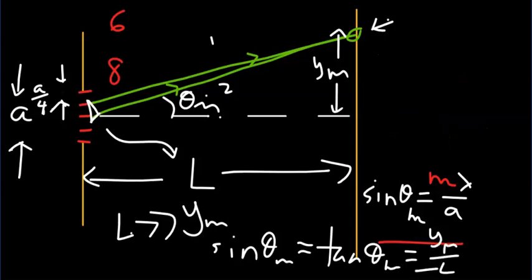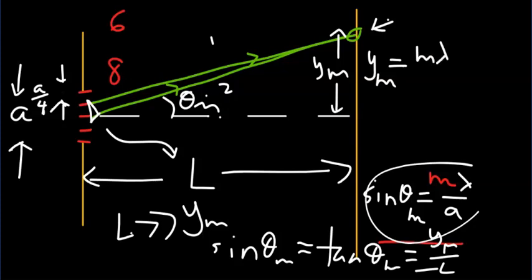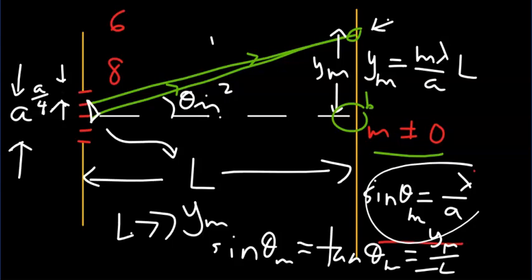So equating this to that result, we get a formula that enables us to pinpoint the lateral position of any dark points on the screen. Quite simply, it is m lambda over a L. We note m cannot be 0. M can only be plus minus 1, plus minus 2, plus minus 3, and so on. M can never be 0 because the central position here is always bright. It is not a dark spot. It's always a bright spot.